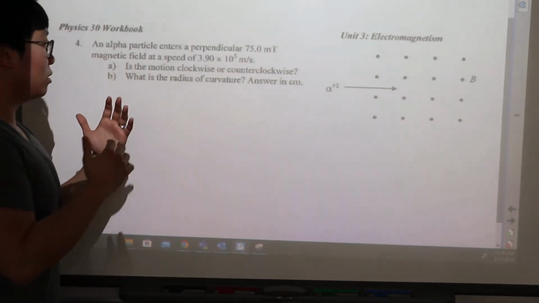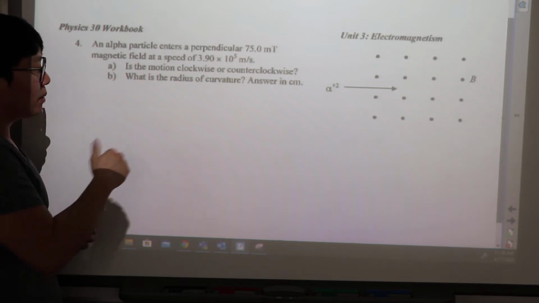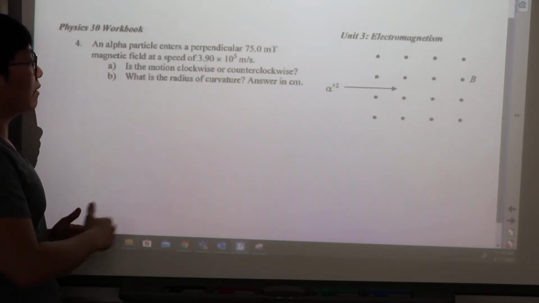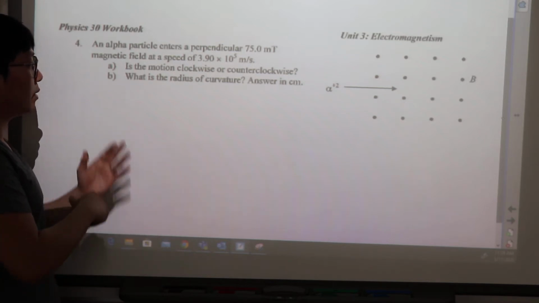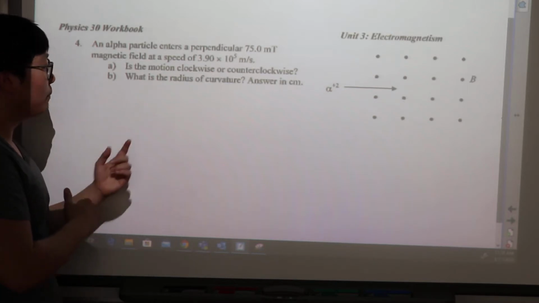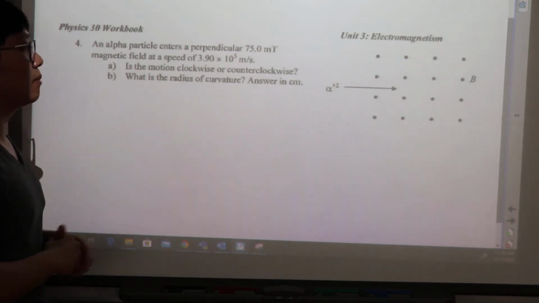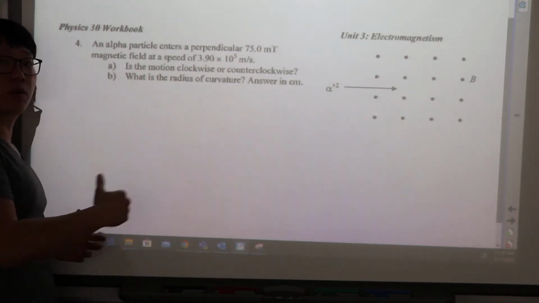When it comes to this question number 4, an alpha particle enters a perpendicular 75.0 millitesla magnetic field at a speed of 3.90 times 10 to the 5 meters per second. Is this motion clockwise or counterclockwise? That's a part A question. And part B, what is the radius of the curvature? So it is asking about the value of R instead of the value of V. So I think it's a good connection point.